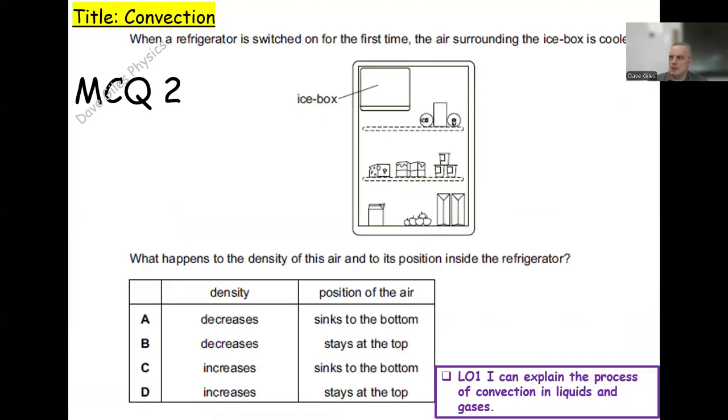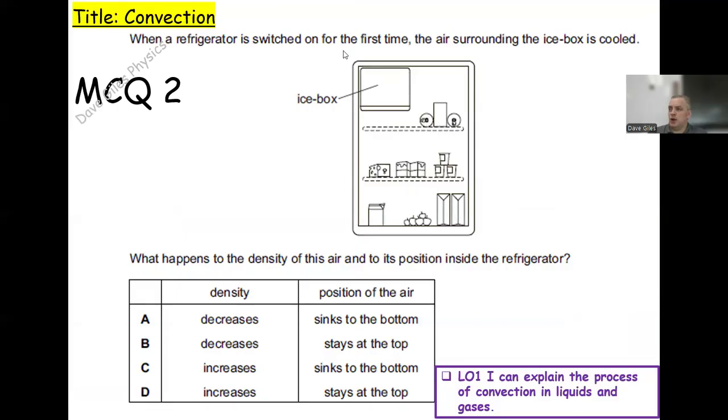MCQ question 2. So this here is a refrigerator. When a refrigerator is cooled, so you switch it on for the first time, the air surrounding the ice box is cooled. What happens to the density of this air and to its position inside the refrigerator? The density will increase because it's cooled down, it'll lose some energy, and in position, it'll start to sink. So the answer is C.